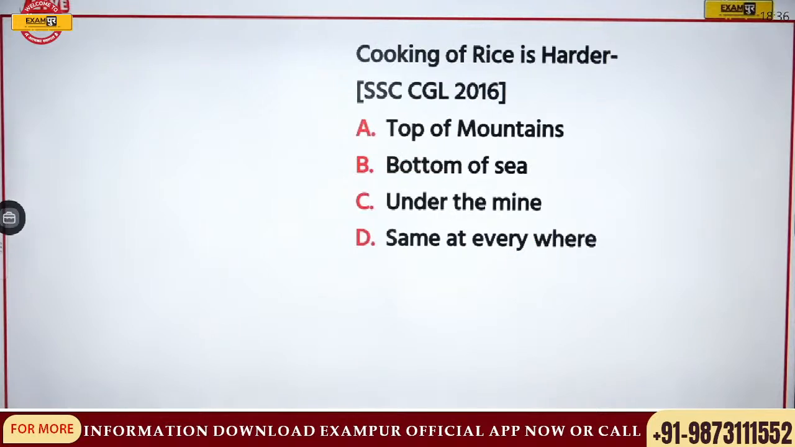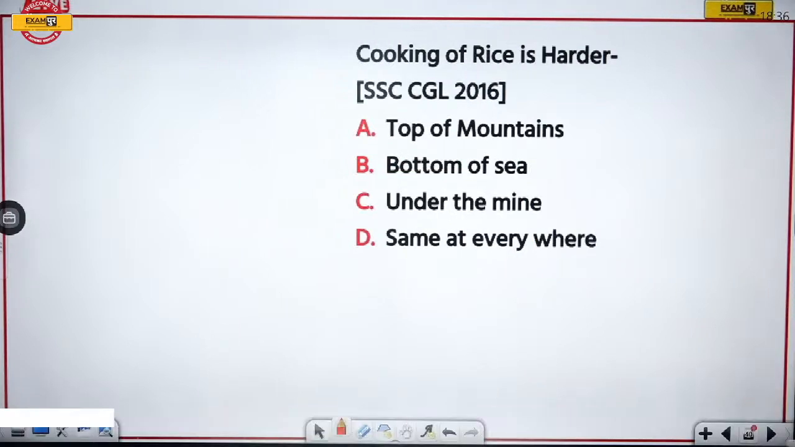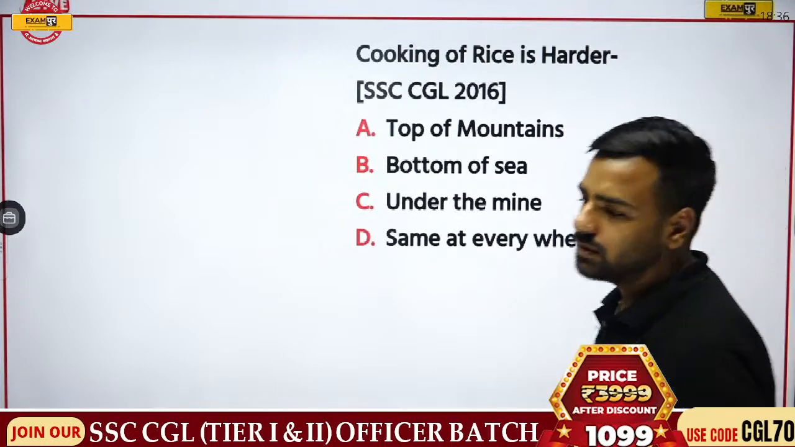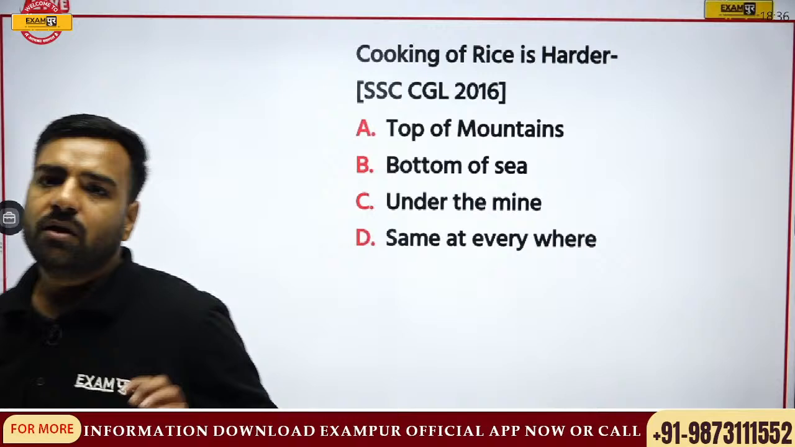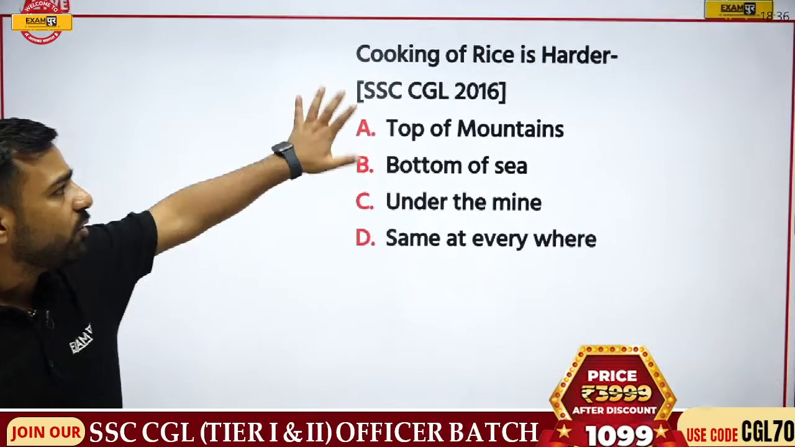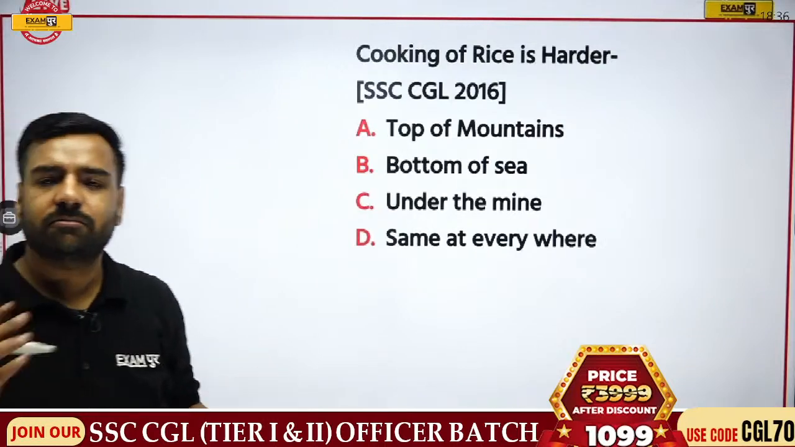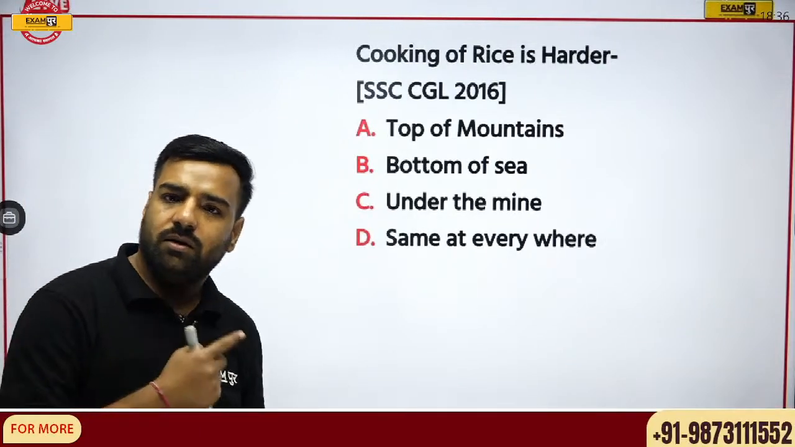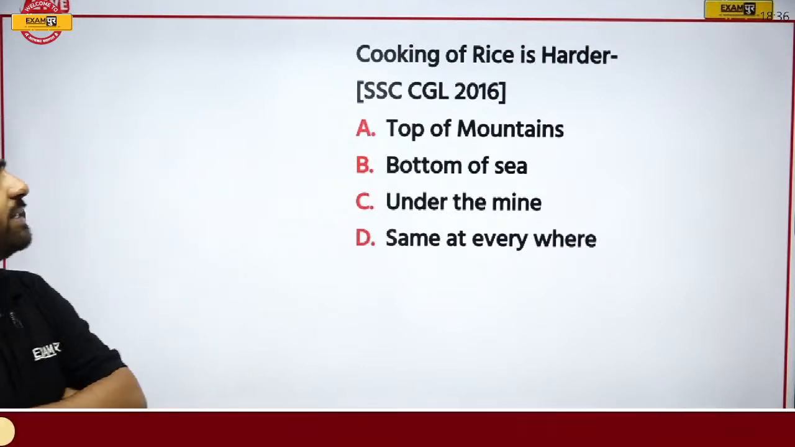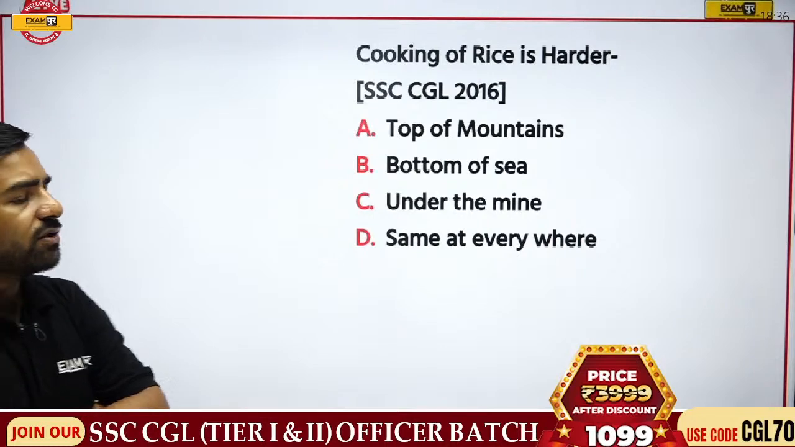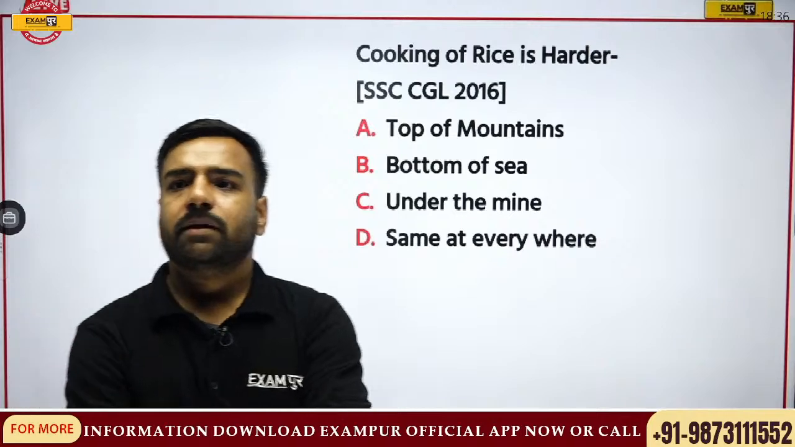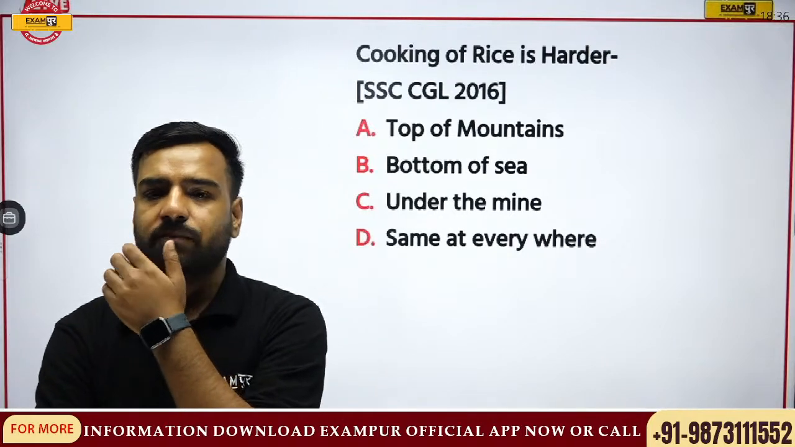Next, cooking of rice is harder where? On the top of mountains, bottom of sea, under the mine, or it is same everywhere? The question is, where do we find difficulty in cooking rice? There's one more question, how can we make it easier, but that would be the next question. Right now I want this answer. Cooking of rice is harder where? Is it top of the mountains, bottom of the sea, under the mine, or same everywhere? What is the correct answer here?